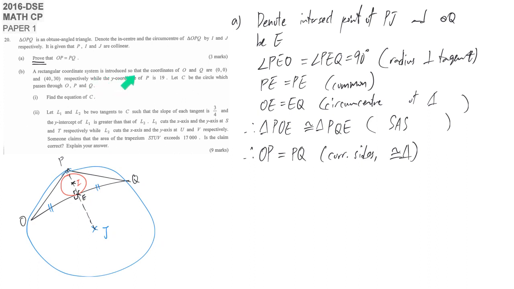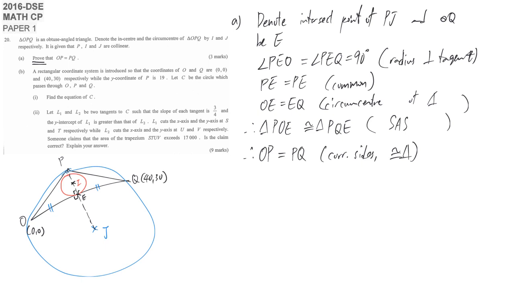So for part B, they try to put some coordinates now so that we can use slope or function of line, some equation of line to solve for more precise results. They say that point O, this is the origin, O. Point Q is (40, 30).